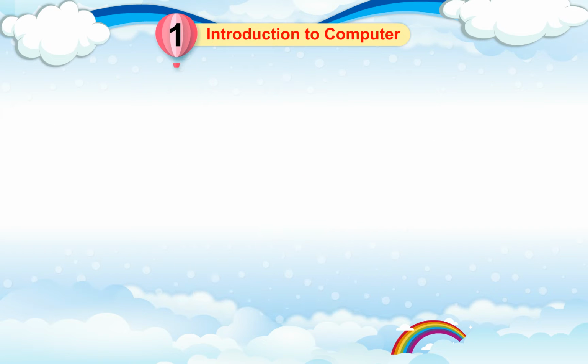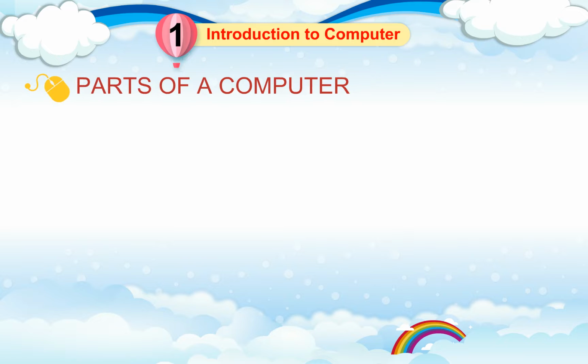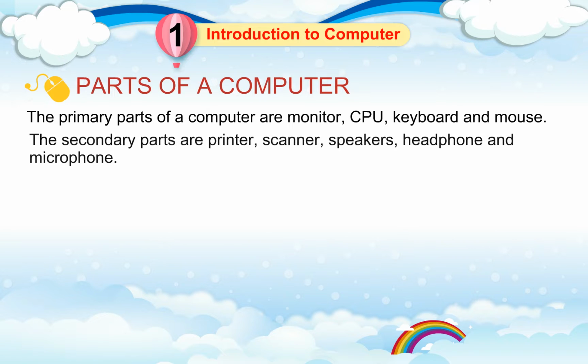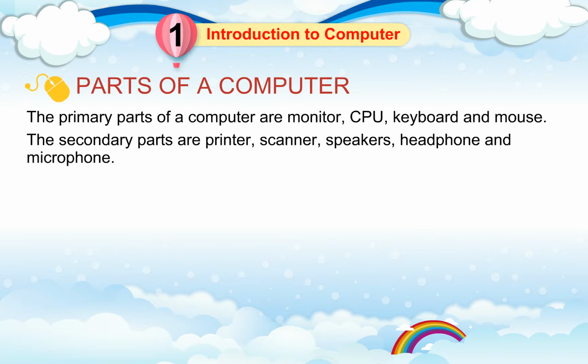machine. Parts of computer. The primary parts of a computer are monitor, CPU, keyboard, and mouse. The secondary parts are printer, scanner, speakers, headphone, and microphone. Let's learn about them one by one.